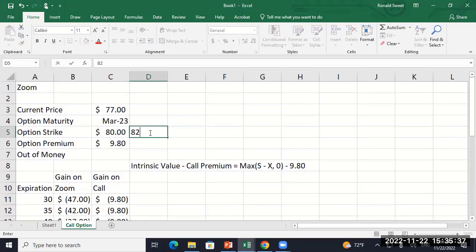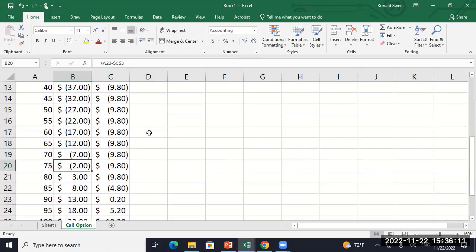What if the stock's trading for 82 bucks? What's going to happen? I'll execute the option. I'll buy the stock for 80 bucks. I can turn around and sell it for 82. So I'll make $2, but did I make money or not? How much did I pay to make that $2? $9.80. So what would my gain be? I would have lost $7. So at 82 or 85, what would happen at 85? I would have lost how much at 85? $4.80. When exactly do I start making money?